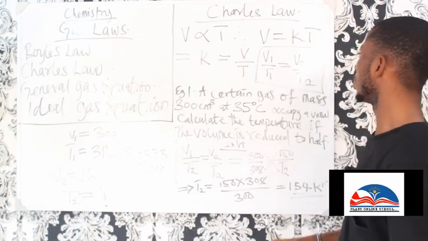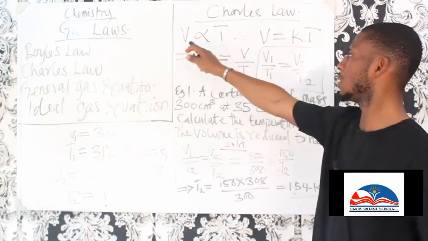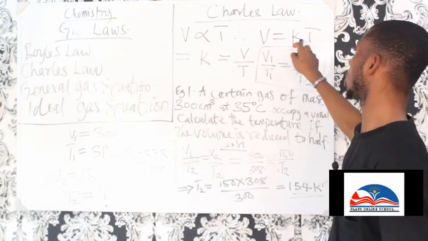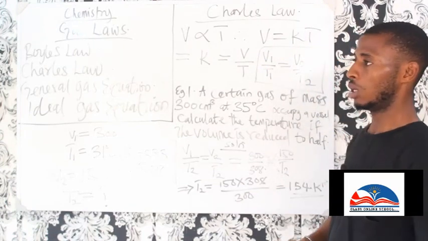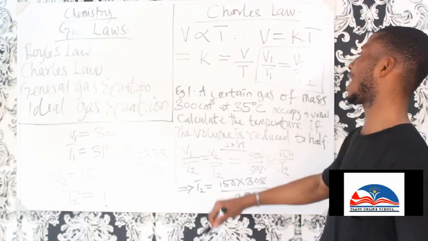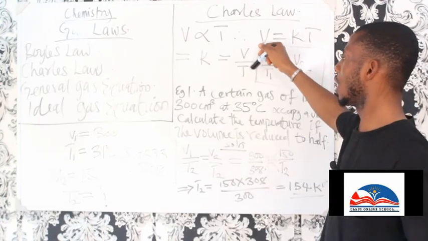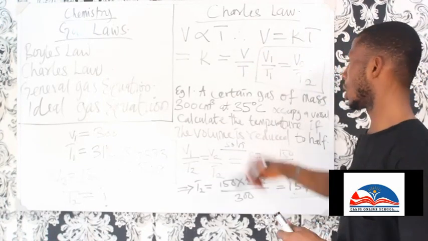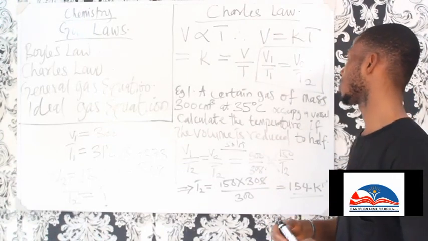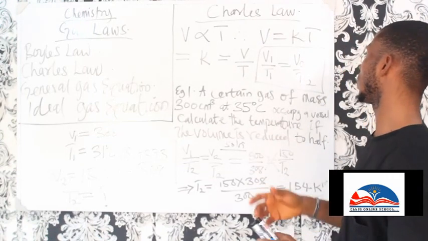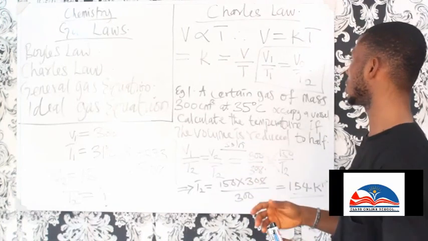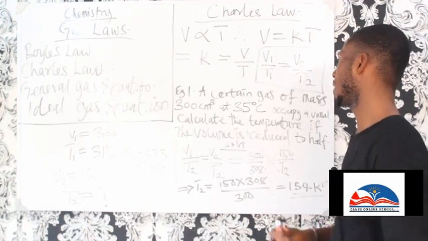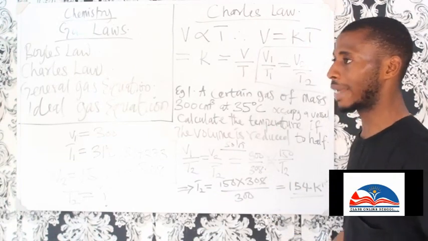Alright, so since V is directly proportional to T, that means there is a constant before T. To find that constant, there is a volume and there must be a temperature. So if the volume is V1, the temperature is T1, that means V1 over T1 equals V2 over T2.